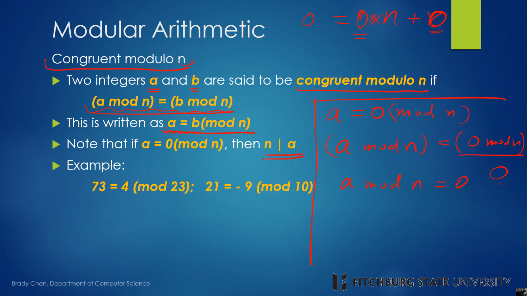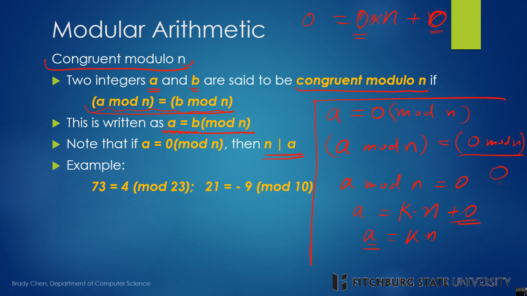Now, what does that mean? That means when A is divided by n, the remainder is 0. So A equals n times k plus 0, right? So that means A equals k times n. What does that mean? That's the definition of divides, right? So if I can write A equals k times n, that means n divides A, because A is a multiple of n.